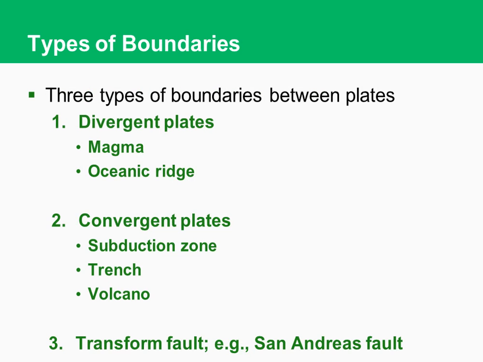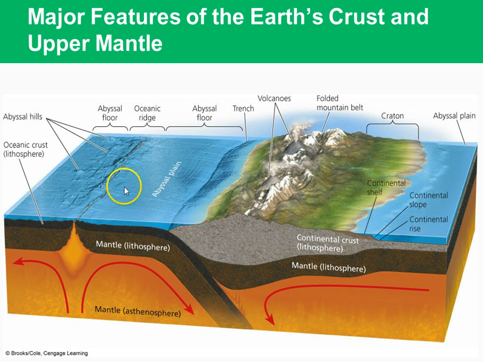Okay, types of boundaries. The three types of boundaries between the plates are divergent plates. And what happens at divergent plates, I'll show you on the next page, an awesome picture. Here it is. This is divergent. In other words, pulling apart. So these two plates here are pulling apart from each other. This is one plate and this is another plate.